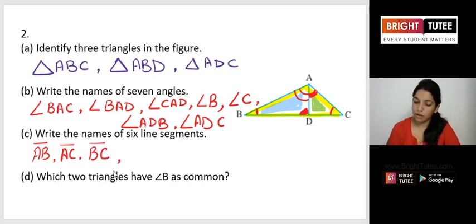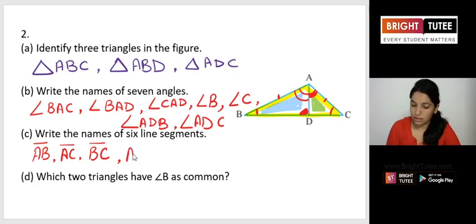But make sure that you don't make the mistake of repeating the name. If you have written BC once, you cannot write in your answer CB. It is the same line segment. So don't repeat your answer by naming it the other way. That is wrong. So make sure that every time you are writing the name of a different line segment. Here we have marked AB, we have marked AC, we have written the name of BC.